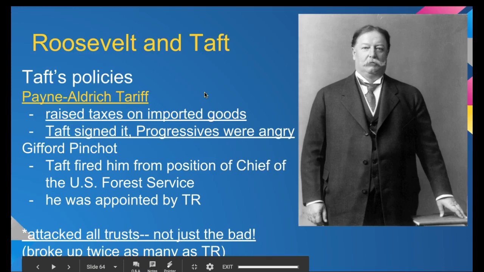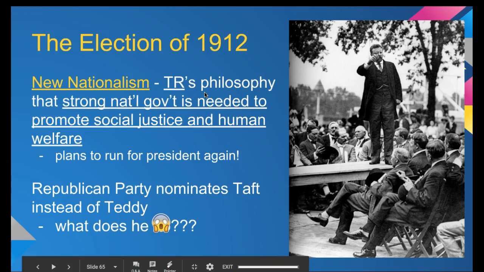So, what do y'all think Teddy Roosevelt will do in reaction to Taft not following his policies? What will Teddy Roosevelt do? If you're thinking that he'll come back and run for president again, you are absolutely correct. And that's where we'll pick up next time.